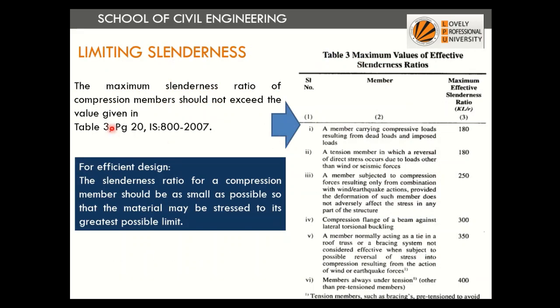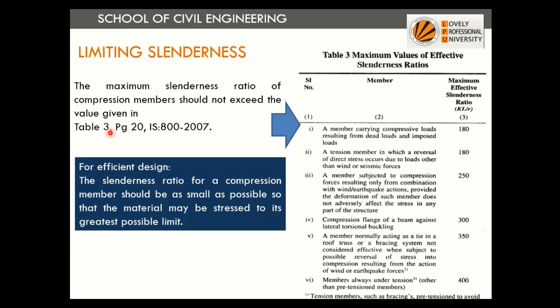So once we have calculated slenderness ratio, and we have already concluded that the performance or the strength of a column actually depends upon the slenderness ratio, and we know that for efficient design, slenderness ratio for a compression member should be as small as possible, so that material can be stressed to the greatest possible limit. See, as a designer we want to optimize our section.